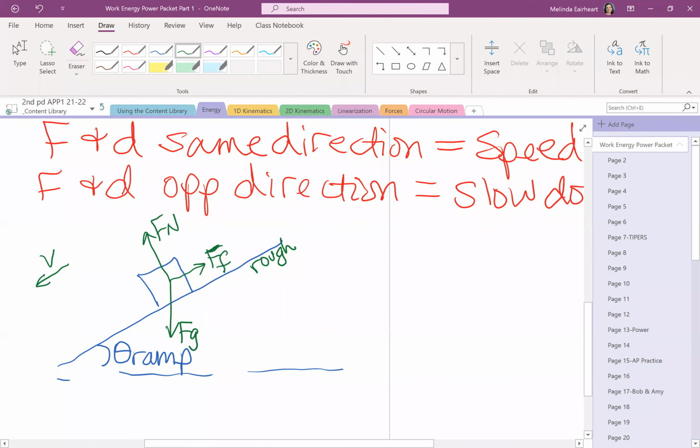Now, those labels that I put on the forces, each of these forces has the potential to do work. So let's go through this. Who's doing work? Is gravity doing work? Is normal force doing work? Is friction doing work? Okay, so let's go back to the start. Is gravity doing work on it? Ooh, what if I told you yes? No, I'm not. So let's go in here.